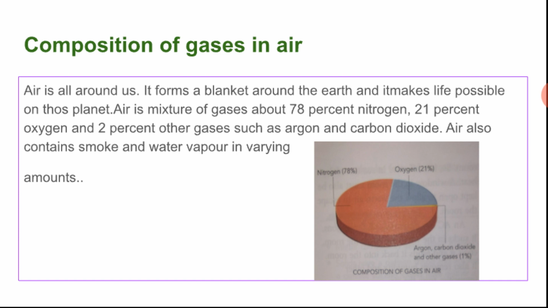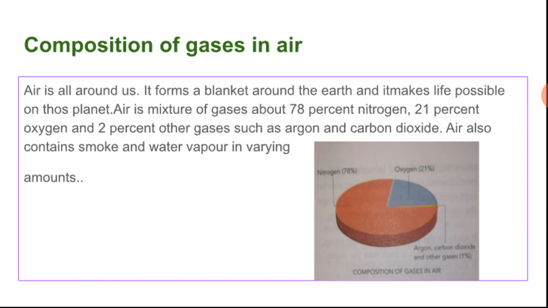Now we are going to learn about the composition of gases in air. We know air is all around us. It forms a blanket around the earth and it makes life possible on this planet. Without air we cannot survive. Air is actually a mixture of gases. It contains about 78% nitrogen, 21% oxygen and 1% other gases such as argon and carbon dioxide. Air also contains smoke and water vapor in varying amounts.